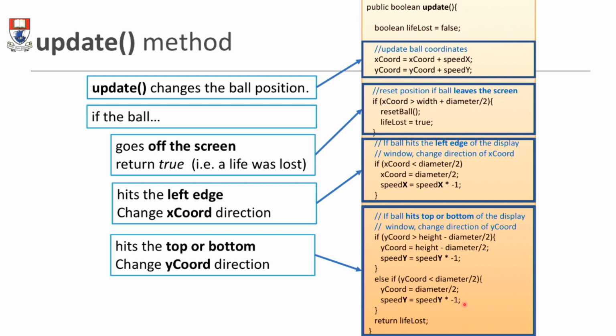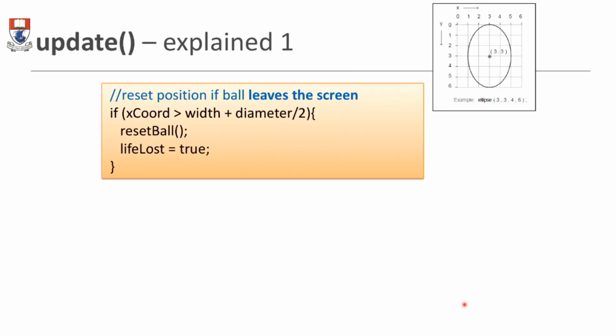Okay, so let's go into update again and maybe look at those individually, each of those cases. We've looked at 4 cases there. Let's go in and look at them individually so you can see it a bit more clearly. We have if x-coordinate is greater than the width plus diameter divided by 2.